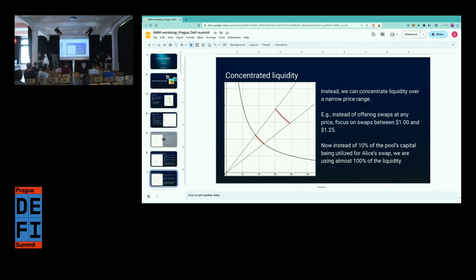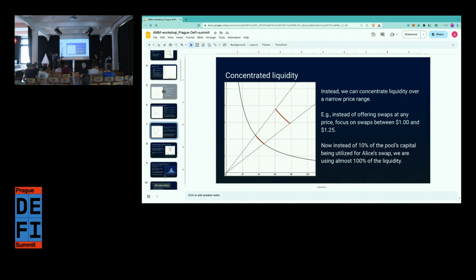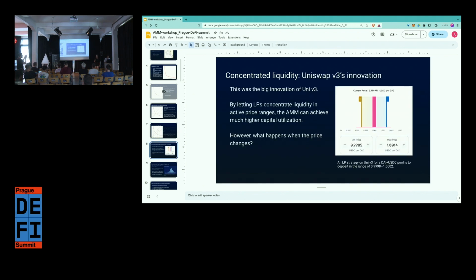So instead, you can concentrate your liquidity over a narrow price range. And instead of offering swaps at any rate, you can focus on swaps, for example, between $1 and $1.25 or whatever you want to optimize for. Instead of using only 10% of the pool's capital for the swap, you can now use almost 100% of the liquidity. Concentrated liquidity was UniV3's big innovation. Congratulations, we've just reinvented it.